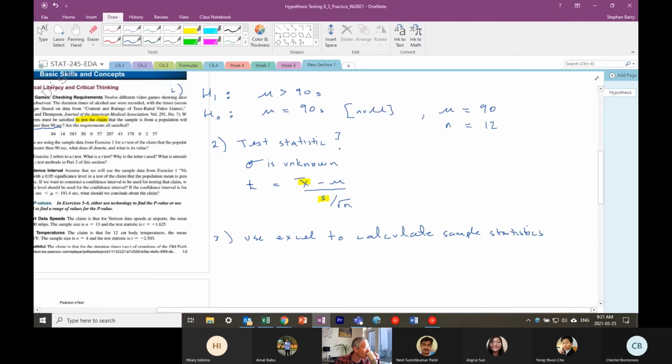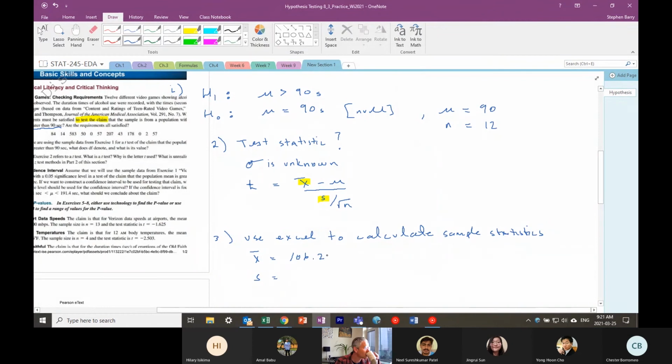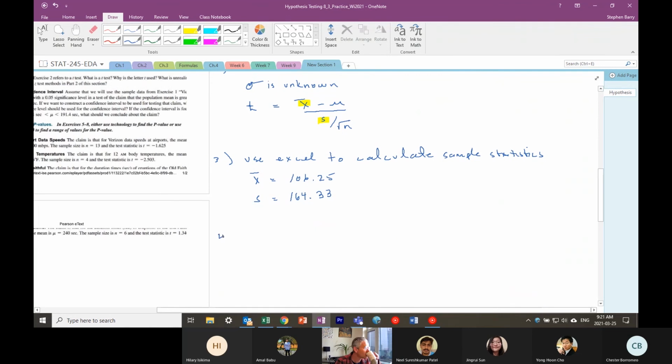You can go back to your sheet now. And now we have all the things we need to get our test statistic. All right, now we're well on our way. So now we can calculate our test statistic. So it does look higher, right? The average is 106.25. The average is just 90.